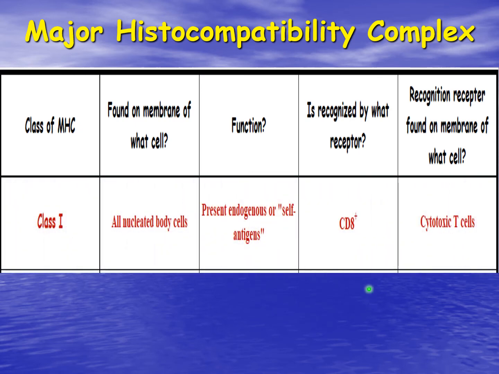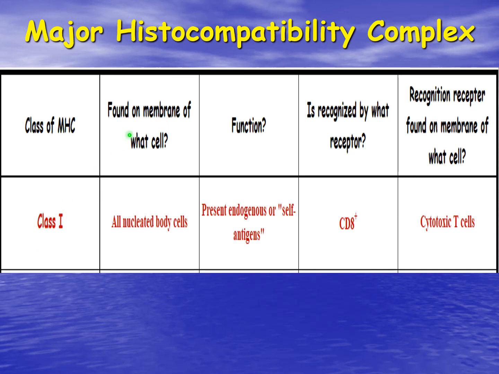So, what class of MHC do we see? Where is it found, or what is found on the membrane of what cell? What are their primary functions? Is it recognized by what receptor of T lymphocytes? And recognition receptor is found on the membrane of what cell?